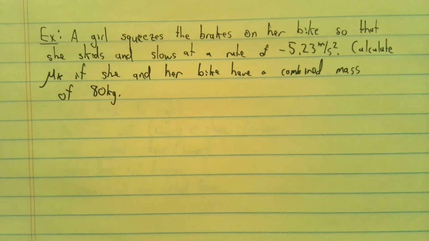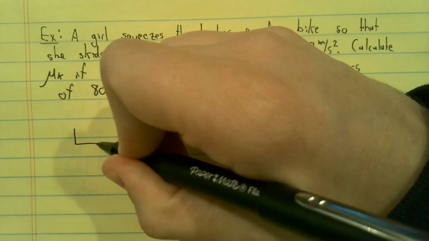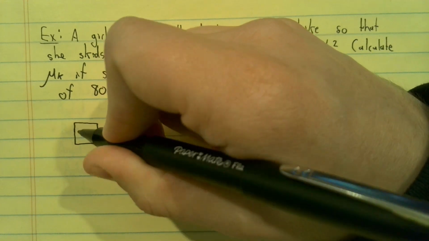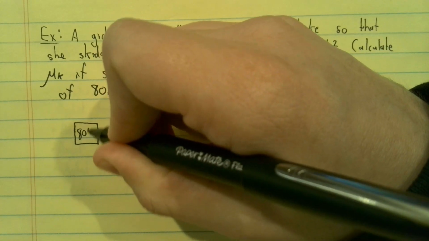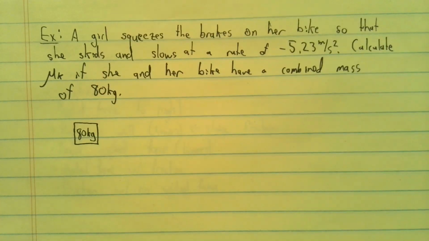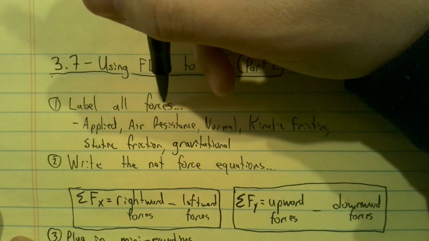So in this problem, the system, the thing that is experiencing forces, is the combination of her and her bike. So it's her and the bike together. We want to know all the forces acting on them. She and her bike are putting forces on one another, but we'll look at them as one. What are the steps? Label all the forces.